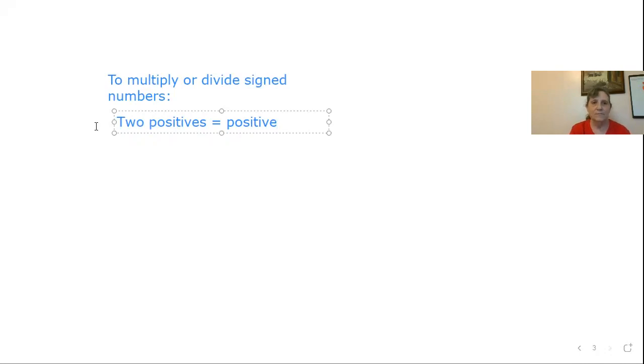When you multiply or divide signed numbers, it's actually way easier than adding and subtracting them, because when you add or subtract, you have to look at the numbers' signs to determine whether you're going to add or subtract the number parts, and then look at the number parts to decide whether the answer is going to be positive or negative.